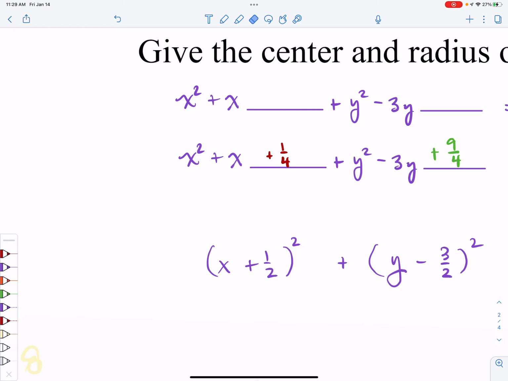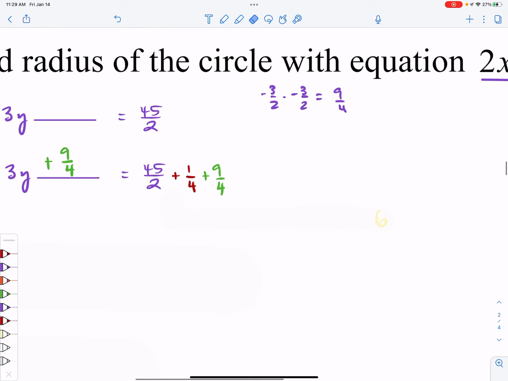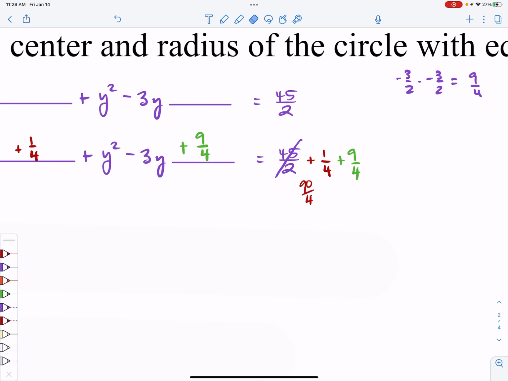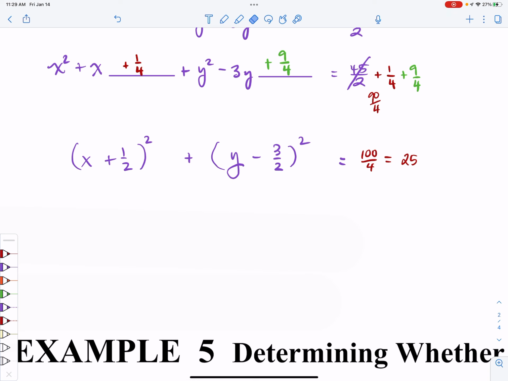And then don't forget that you need to, let me hide this real quick, combine your like terms over here. And when you combine your like terms, you do need to get a common denominator. So I changed 45 over 2 into 90 over 4. And then I just added the numerators together. So 90 plus 1 plus 9 gives me 100 over 4. And 100 over 4 then reduces to 25.